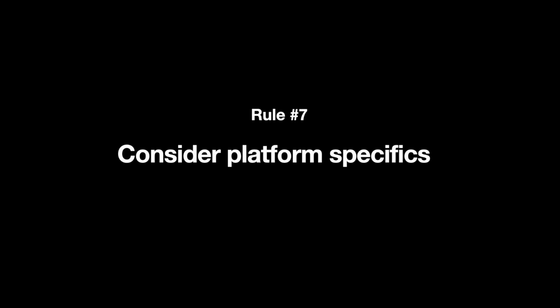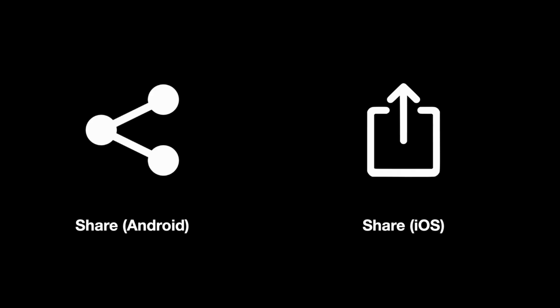Rule number 7. Consider platform specifics. Different platforms might use different visual representations for icons with the same meaning. For example, a share icon in Android and a share icon in iOS look different. That's why before creating icons for your app, check the platform guidelines and ensure that the icons you want to create align with the guidelines. If you want to migrate your app to another platform, you should swap out platform-specific icons with their counterparts.